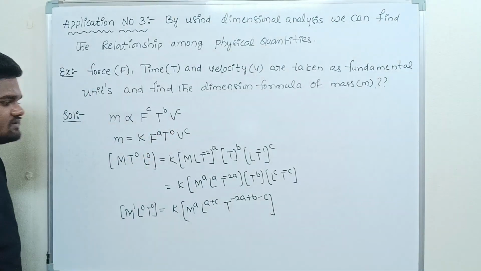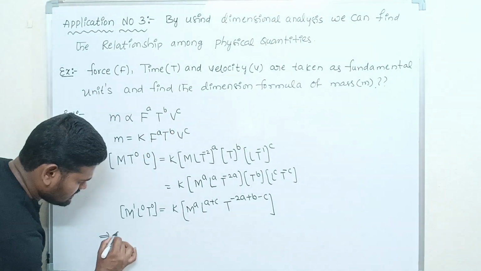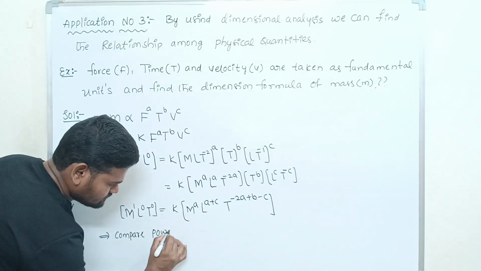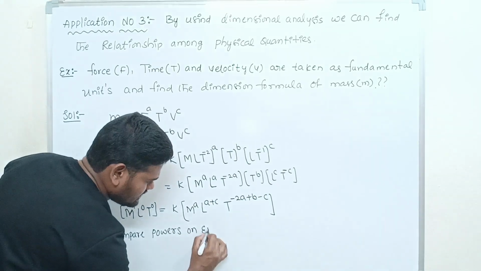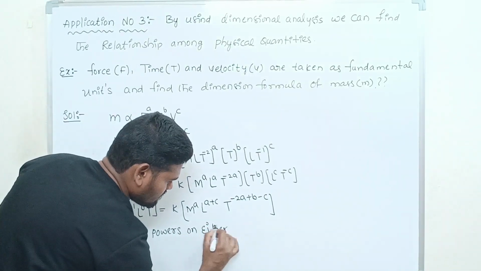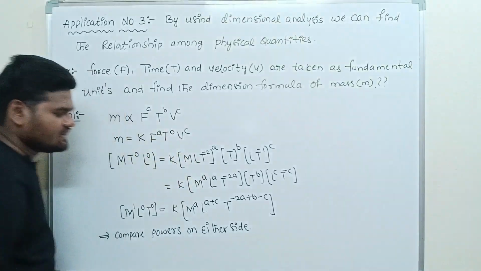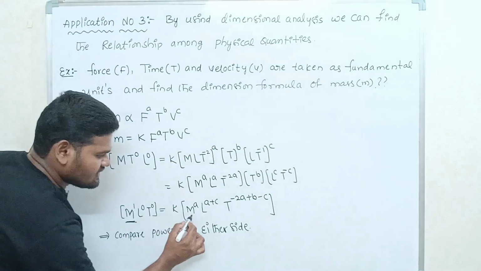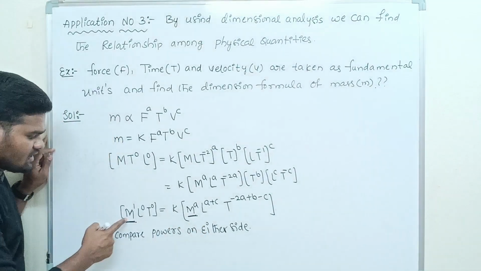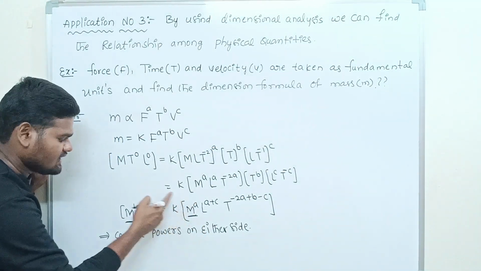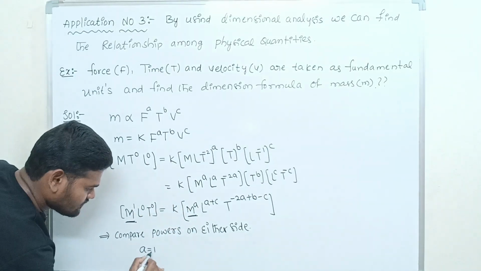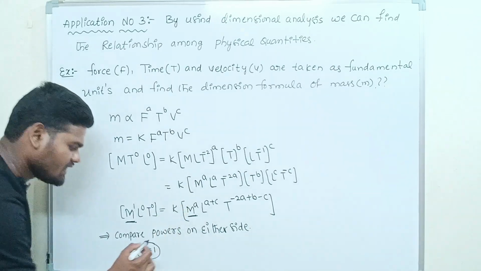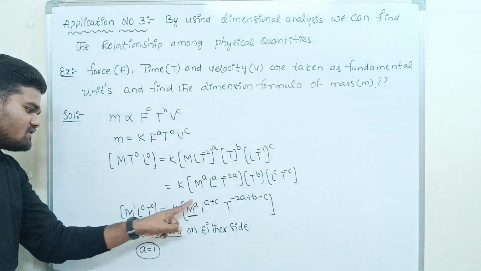Are you getting? Right. So just compare powers on either side. So both sides, compare the powers. So here M power 1 is there. Here M power A is there. M power 1 is equals to M power A. Then A is equals to what? 1. See, M power 1, M power A. We are comparing the powers. So A is equals to what?